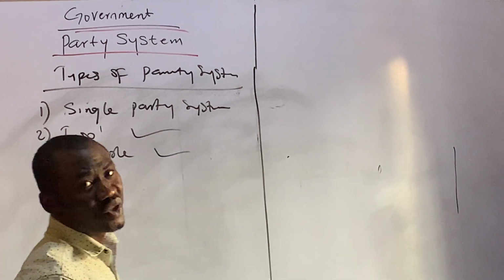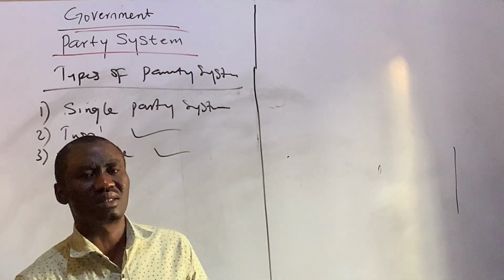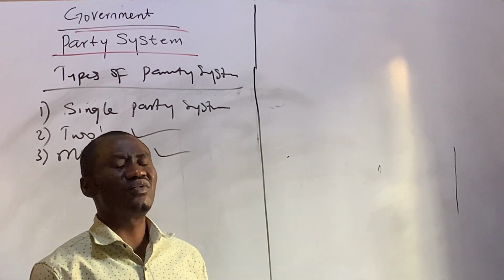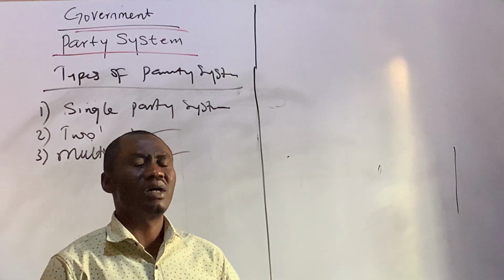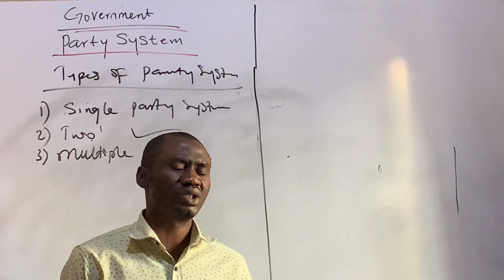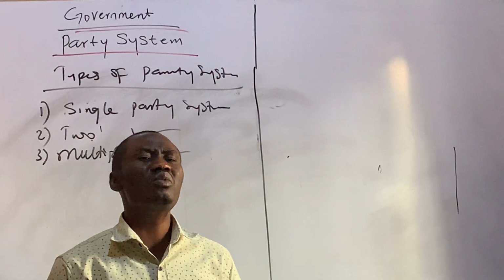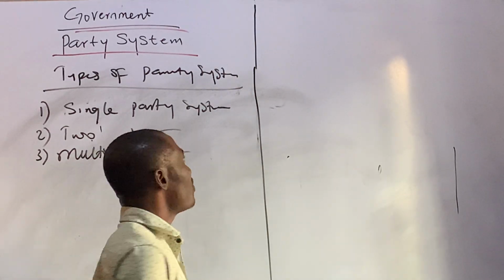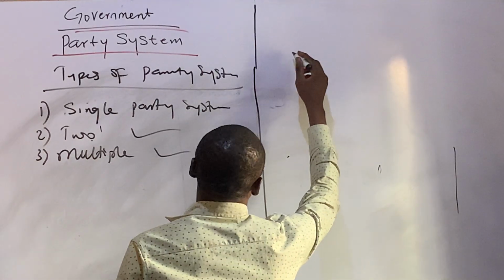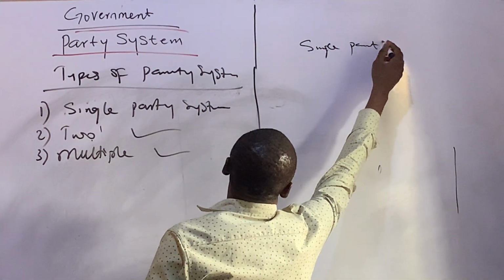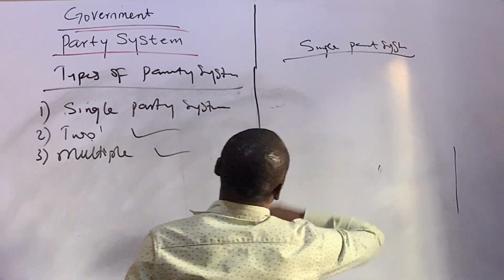In this video, we'll be looking at the single party system, because if we look at all of them, we might not be able to give details about all of them in just one class. So we're dividing the class into three sections. This is the first section. We'll be dealing only with the single party system, which is divided into three.